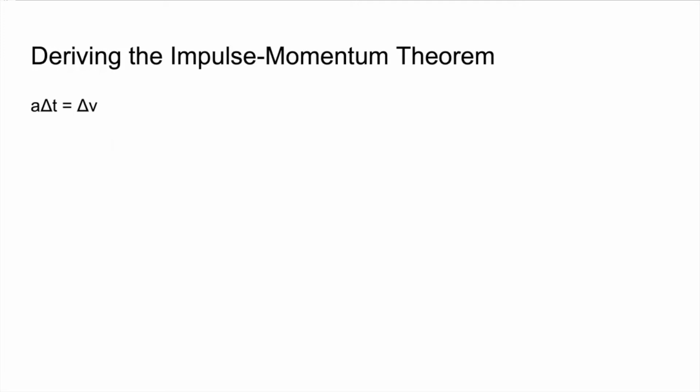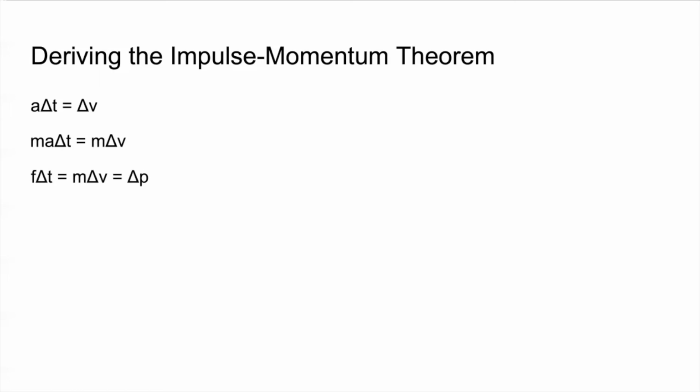We're going to start off with a times delta t equals delta v. This comes from one of the 5 kinematic equations. Multiply both sides by m, and you know that ma is equal to F, so you can just substitute that in to get that F times delta t equals m times delta v.